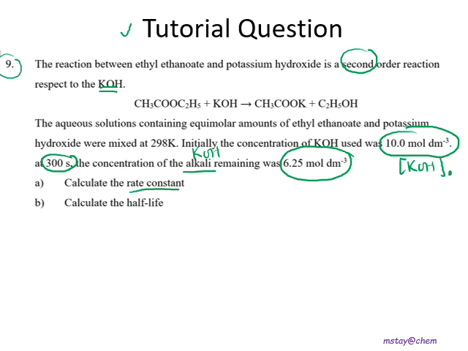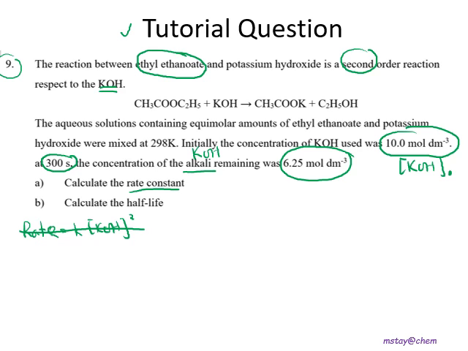Calculate the rate constant. So maybe we think that we can reuse the rate law, rate equal to K concentration KOH to the power of 2. But in this question, we cannot use the rate law because we don't know the order of reaction for the ethyl ethanol, and at the same time, we also don't have the concentration of ethyl ethanol. So we cannot apply the rate law.